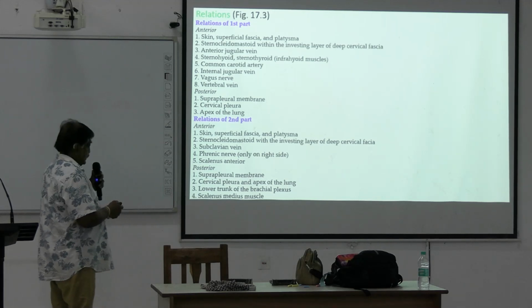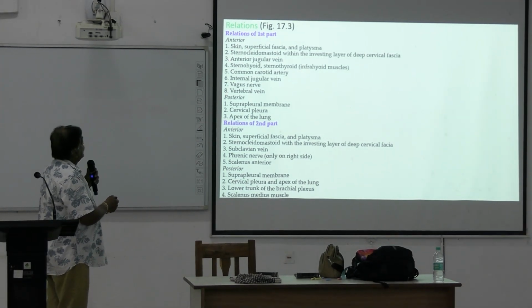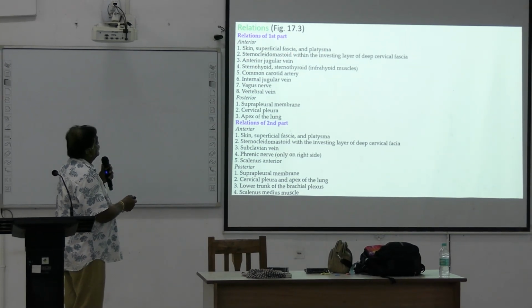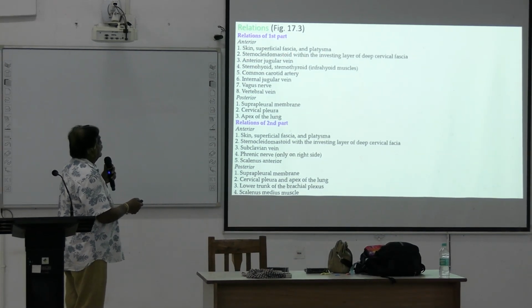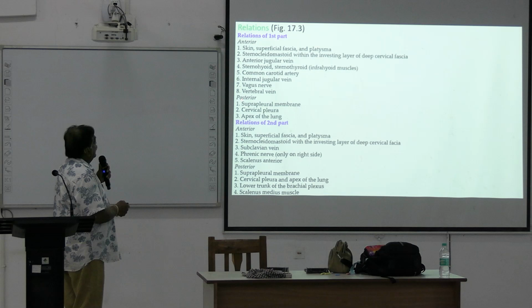Now, relations. You have to read all this: skin, superficial fascia and platysma, sternocleidomastoid muscle with the investing layer of deep cervical fascia, anterior jugular vein, sternohyoid, sternothyroid, infrahyoid muscles, common carotid artery, internal jugular vein, vagus nerve, vertebral vein. Posteriorly, the suprapleural membrane, cervical pleura, apex of the lung.